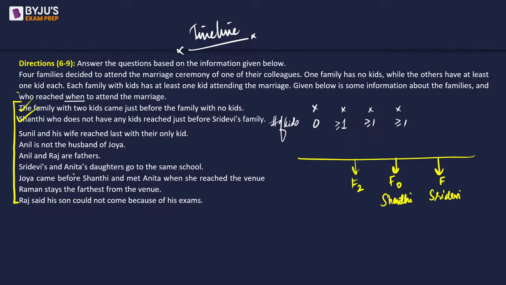Sridevi's and Anita's daughters go to the same school. So this tells us that Sridevi has a daughter and Anita has a daughter, right? So Anita also has a kid who is a daughter. Zoya came before Shanti. So we have Shanti now. Now we can include Zoya here, right? And met Anita when she reached the venue. So Zoya is going to meet Anita when she reached.